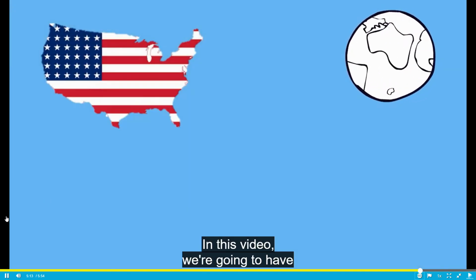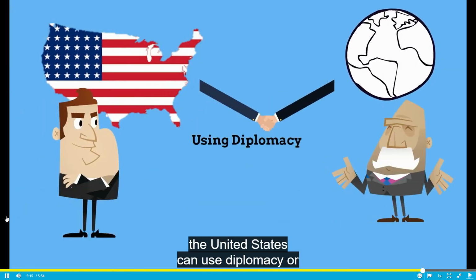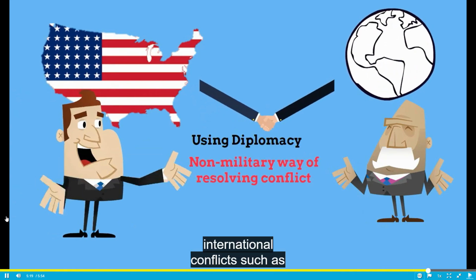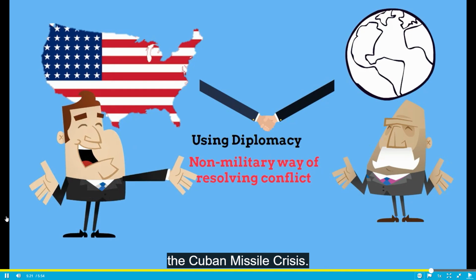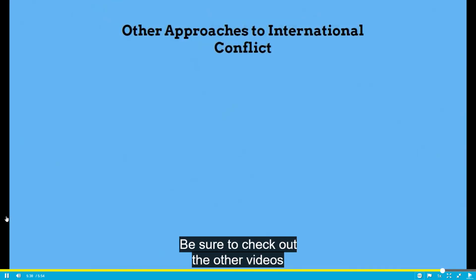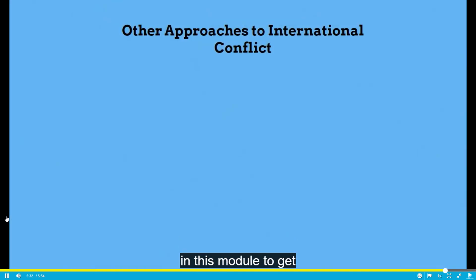In this video, we learned how the United States can use diplomacy, or non-military ways to resolve conflict, to address international conflicts, such as the Cuban Missile Crisis or the Iranian hostage crisis. Diplomacy is an important tool, and oftentimes used to try to avoid military action or declaring war. Be sure to check out the other videos in this module to get a sense of how the U.S.